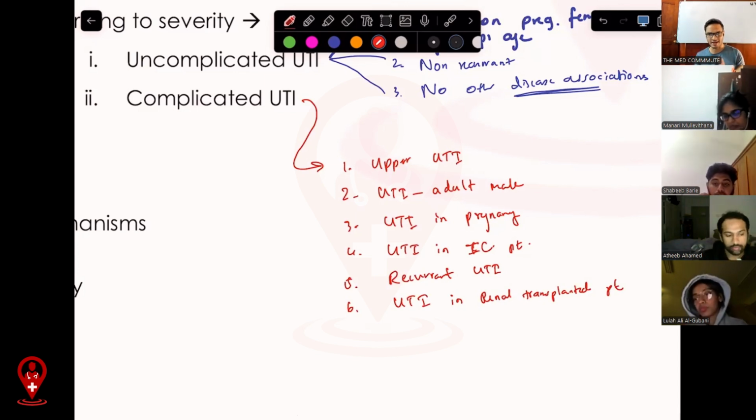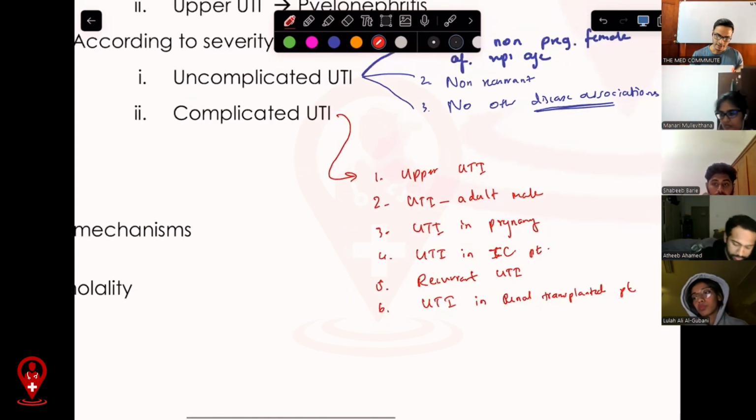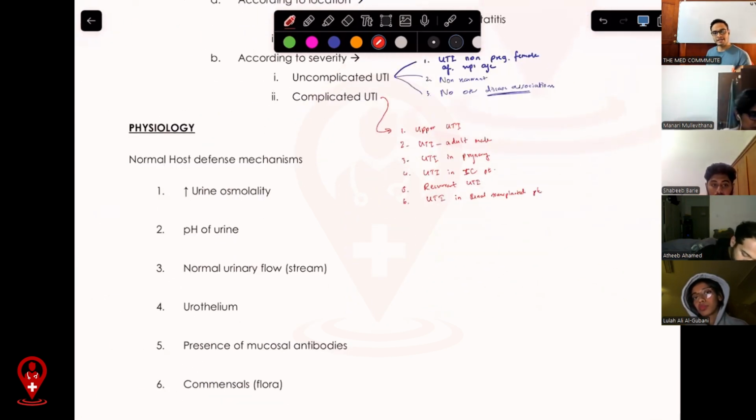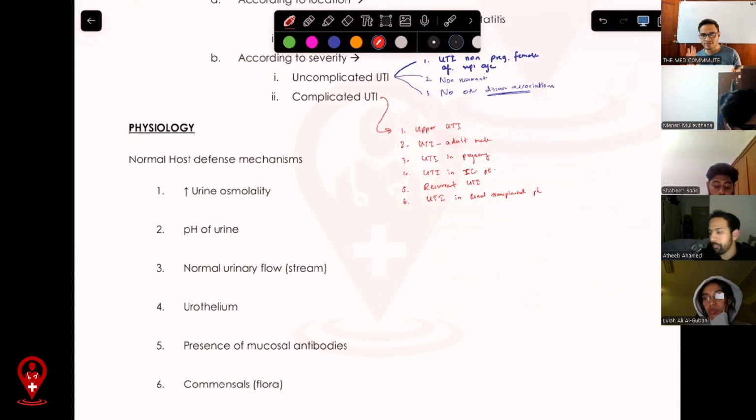Very simple. These are just facts, guys, that I want you all to know. Then, now we are going to talk about the physiology. I have put the normal host defense mechanisms. This is what all of us have, guys. We are the hosts, hosting the pathogen that comes into our body. And if these defense mechanisms are gone, the pathogen is going to be able to proliferate and infect us, right?